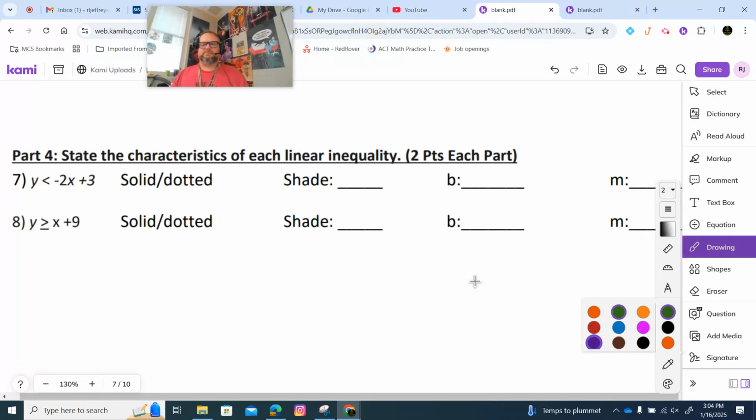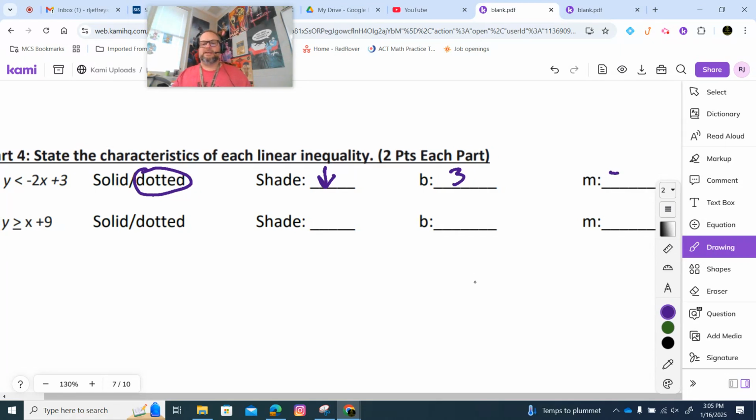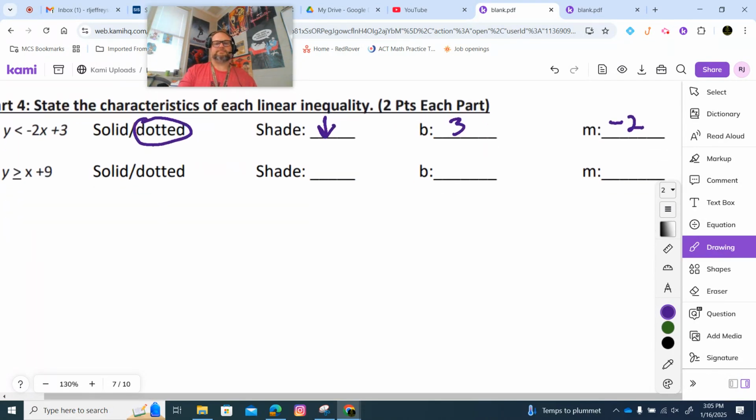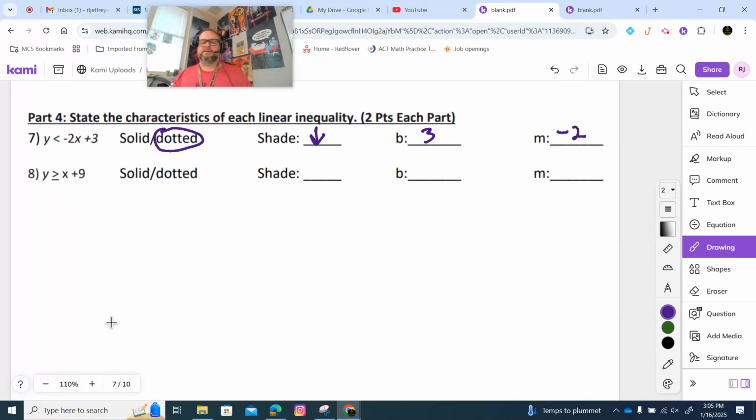This is how we do it. On number 7, is this going to be solid or dotted? Dotted, because there's not a line up underneath it. Are we going to shade up or down? Down, because the Y is not being eaten. What is B? What is the number without X? 3. What is M? What is the number beside X? -2.